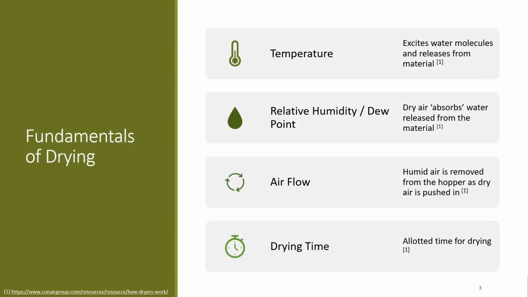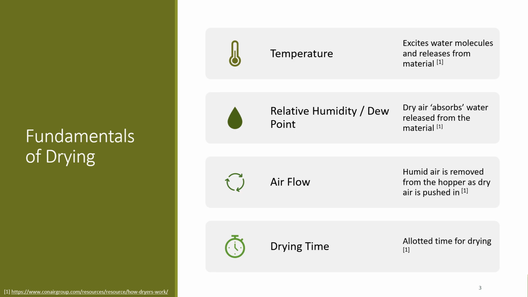There are four fundamental factors to drying material. First is the temperature of the dryer, which controls the rate at which water molecules are released from the material. This is done by exciting the water molecules to break their secondary bonds to the polymer chains. As these water molecules are freed from the material, they are pulled into the surrounding air. This is due to our second factor, the relative humidity or dew point of the surrounding air being at a lower humidity than the material.